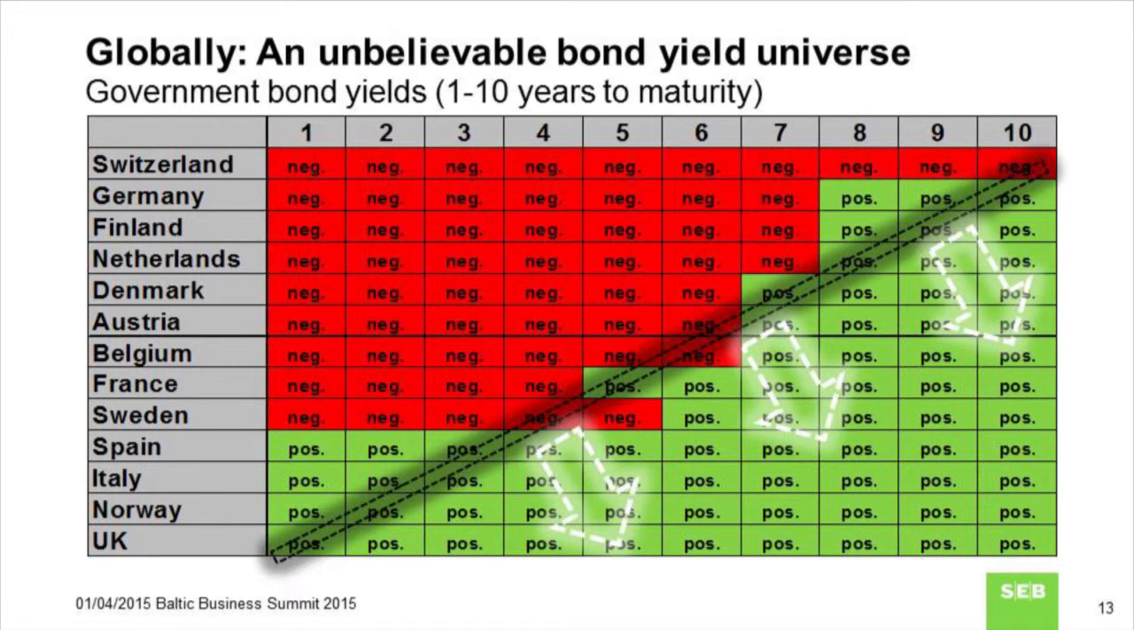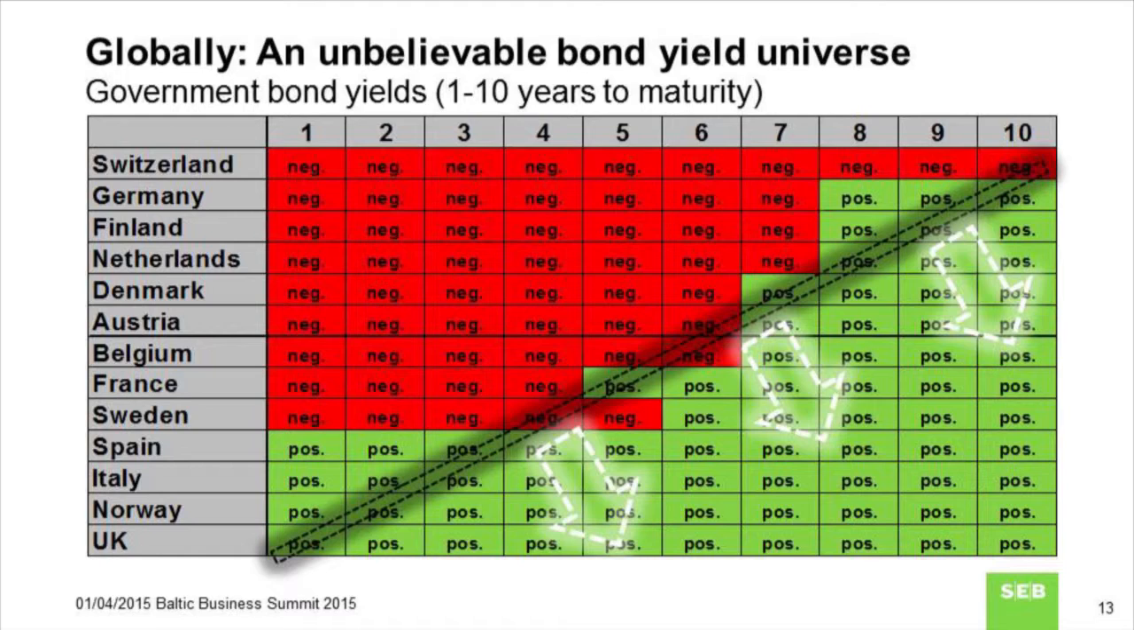Looking at the interest rate map today, on the left-hand side you can see different countries, and you can see the different maturities on the top. All this red shaded area is interest rates that are negative today. And the green shaded area is where you still have positive interest rates.